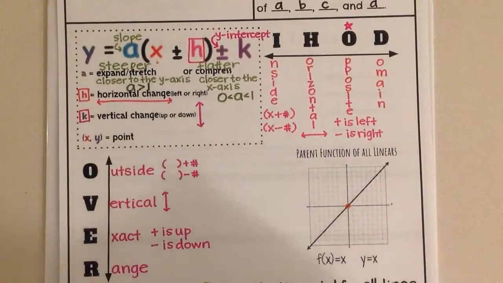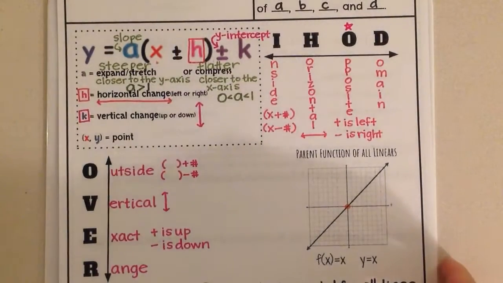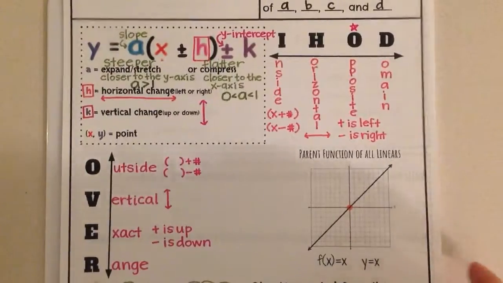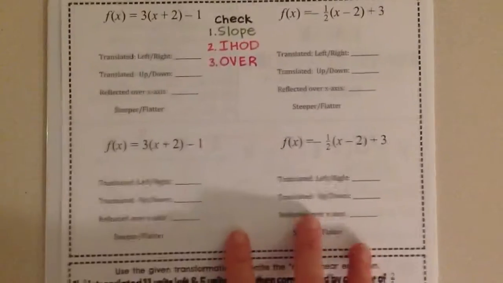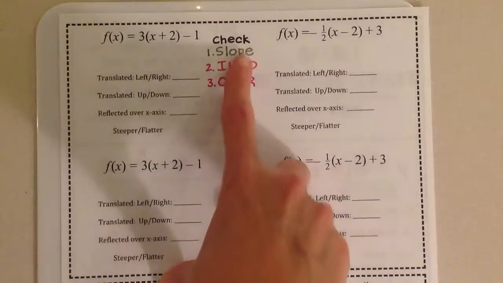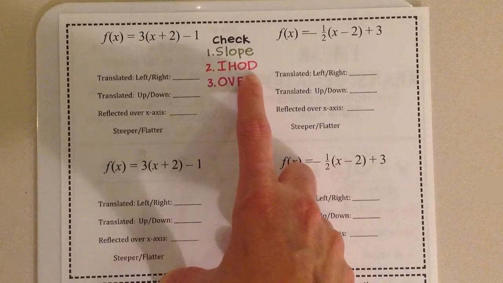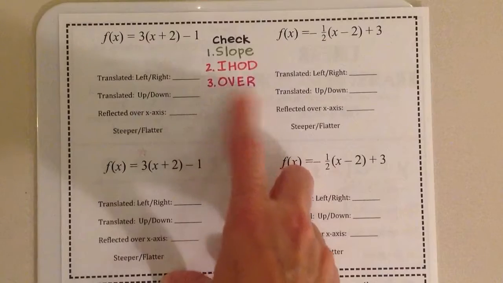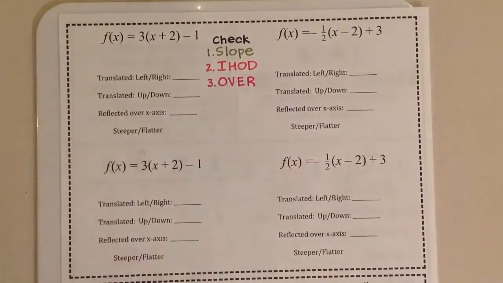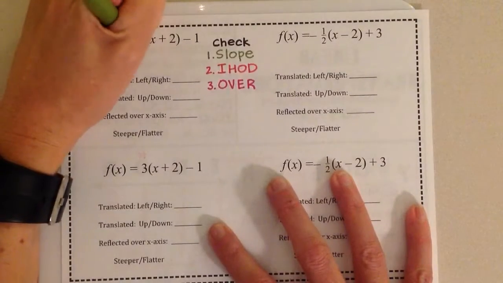Okay, so let's look at the back and let's see if you can identify the changes just by looking at an equation. And we're going to check these in this order. We're going to find our slope. Then we're going to look to see if we have an IHOD, an inside number, and then we're going to check over an outside. So looking at the first one, our slope is 3.